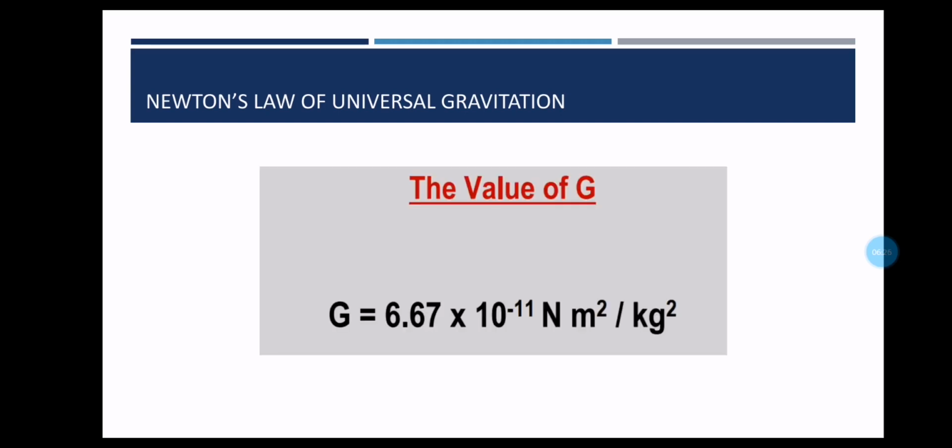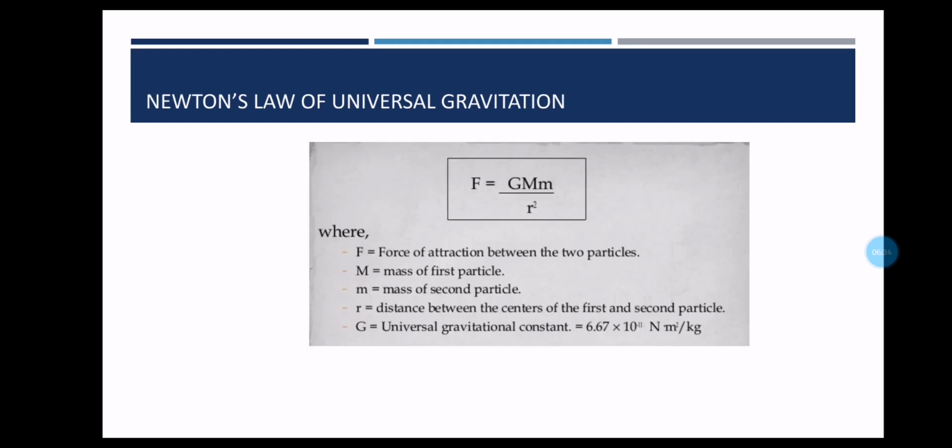Now the value of G, it's a constant. G equals 6.67 times 10 minus 11 Newton meter square per kilogram square. F equals G capital M, which is mA or the mass of the first object, times small m over R square. F equals the force of attraction between the two particles. M equals the mass of the first particle. This is capital M, and small m is the mass of the second particle. R is the distance between the centers of the first and the second particle, and G equals the universal gravitational constant, which is 6.67 times 10 minus 11 Newton meter square per kilogram square.